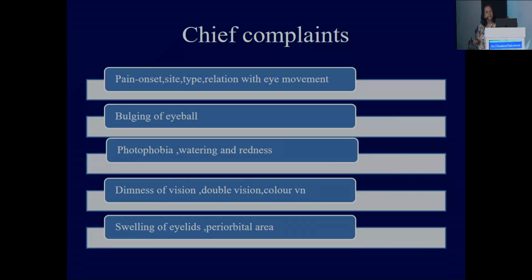Now, these are the patients, the orbital inflammation patients. They come to you with pain, bulging of the eyeball, photophobia, watering, redness, dimness of vision, double vision, color vision defect.